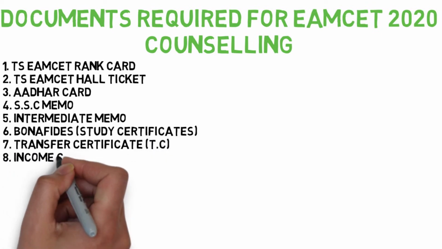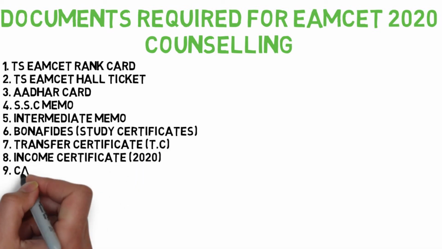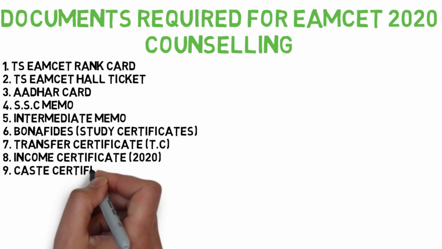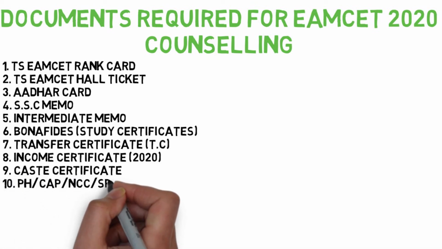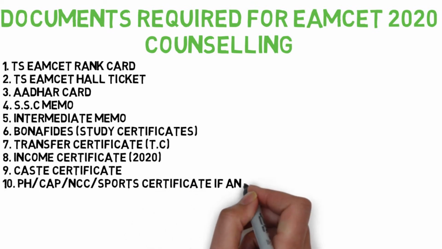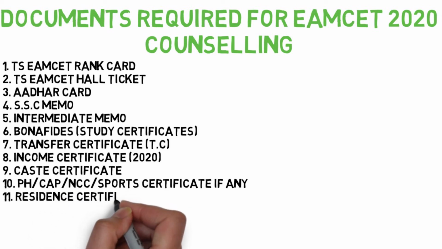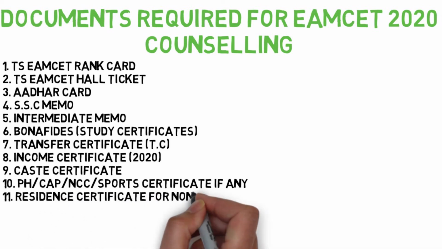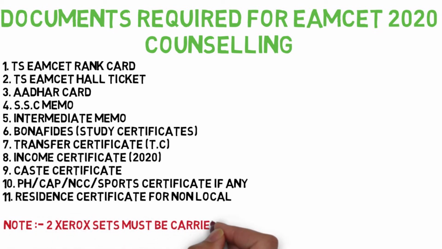This is mostly a required document for counseling. On this basis, you will get the fee reimbursement. Ninth one is the caste certificate. Caste certificate is SC, ST, BC-E, BC-A, BC-B. Tenth is PH, CAP, NCC, sports certificates, if any. If you are an NCC student or you are playing sports from the state or from the district, you can get the certificate. Then the last one is the residential certificate for non-local students. Residential certificate is only required for non-local students.